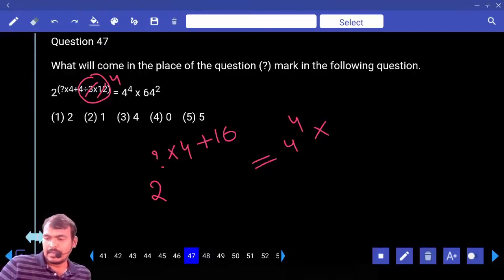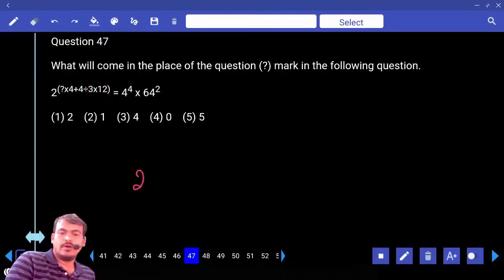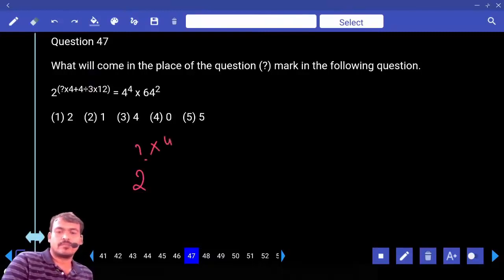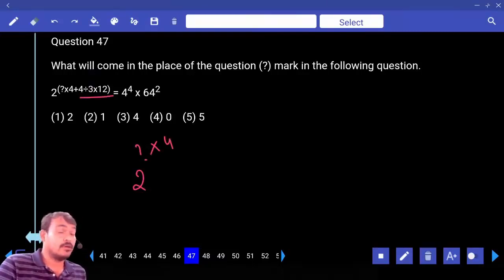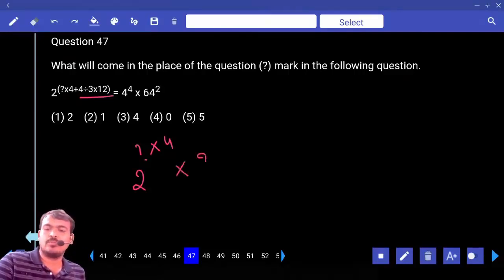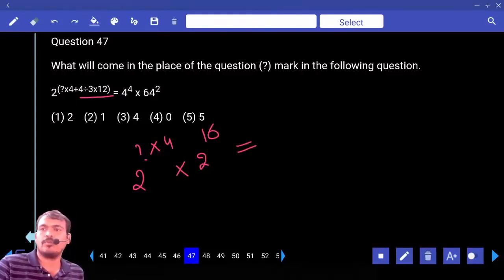Okay, or else just wait. 2 power something into 4. What is the second value we are getting? 4 4s are 16, plus 16, or not? This one I write as into 2 power 16. It is equal to 4 power 4, which is 2 power 8. 64 means 2 power 6 power 2, which is 2 power 12, or not?